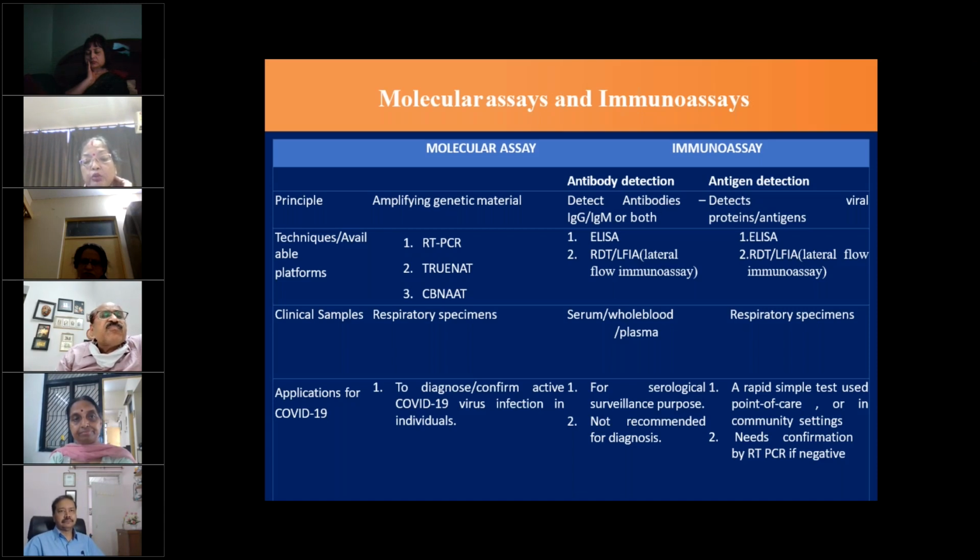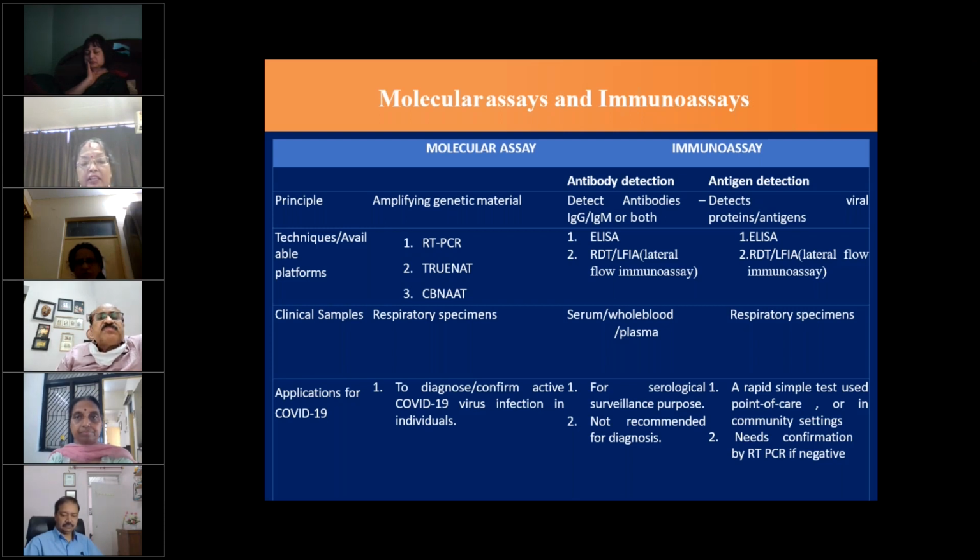Then clinical sample, as you know, in most cases, for molecular assays and for antigen detection, it is the respiratory sample. For RT-PCR, we take a minimum of 2 samples to increase sensitivity, oropharyngeal and nasopharyngeal swab, because if you use a single sample, the sensitivity is low. So as to increase the sensitivity of the test, we have to take 1 oropharyngeal and 1 nasopharyngeal swab. Then for antigen detection test, oropharyngeal, and for antibody detection, obviously serum or the whole blood.